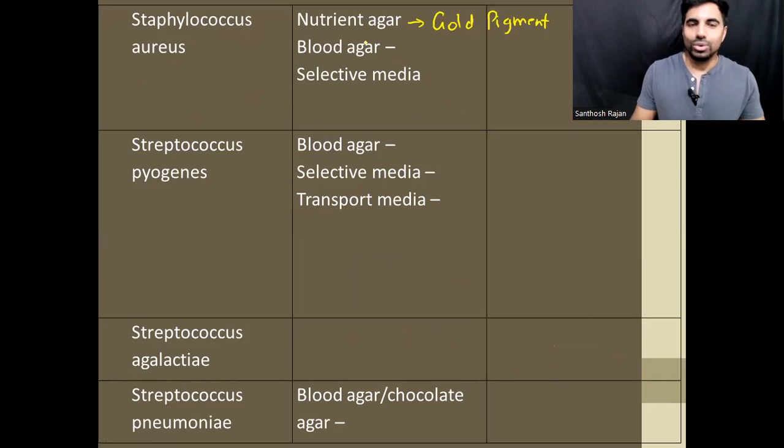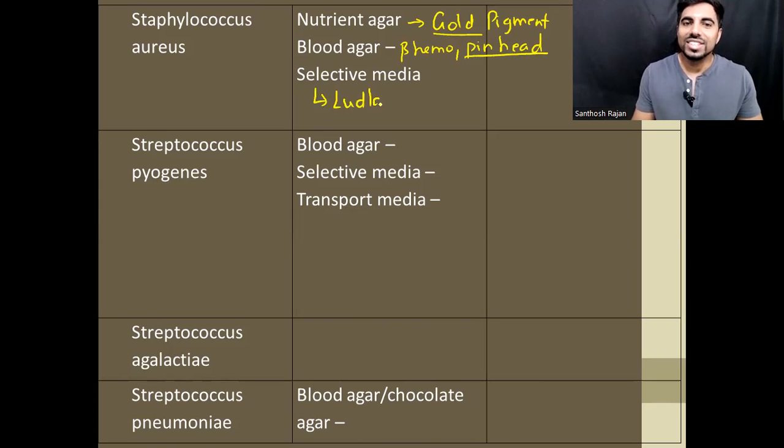Okay, I'll give you a clue, don't worry. Blood agar: in blood agar, what do you see? Beta hemolysis. And what else do you see? Pinhead colonies. I'll show you the picture. Pinhead colonies, gold pigment, pinhead colonies. Selective media is Ludlam's. The other one is mannitol salt agar.